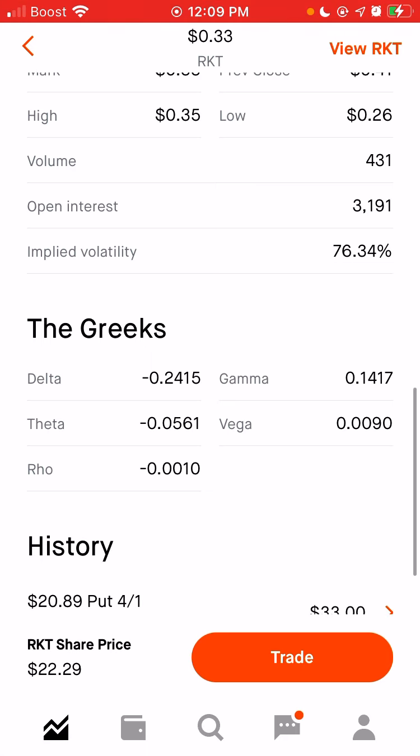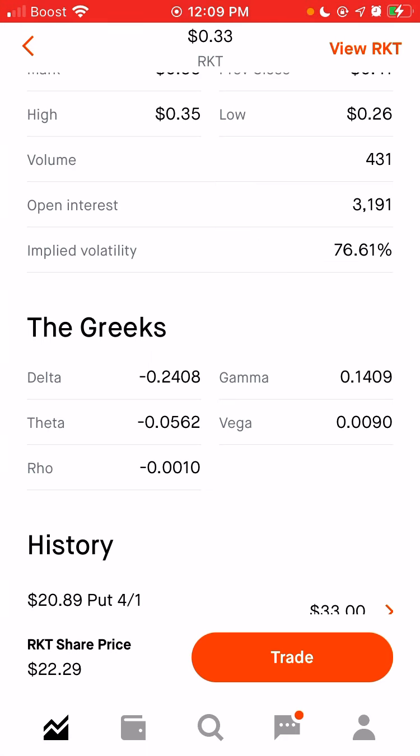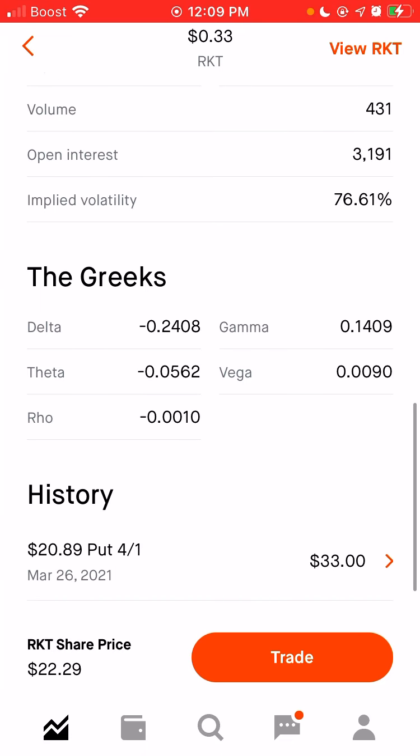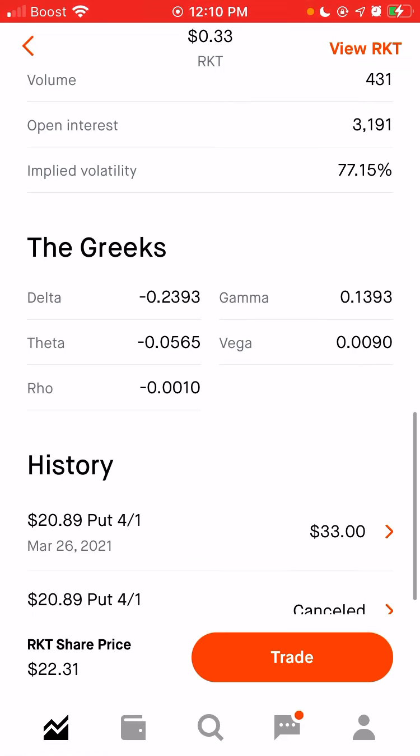I would say that the least important Greek is the rho. What the rho represents is a change in interest rates and how that will affect the contract price. You can see this one has a rho of minus 0.0010. What this means is that it pretty much isn't going to affect the option price. I wouldn't worry too much about the rho until you have the other ones mastered.